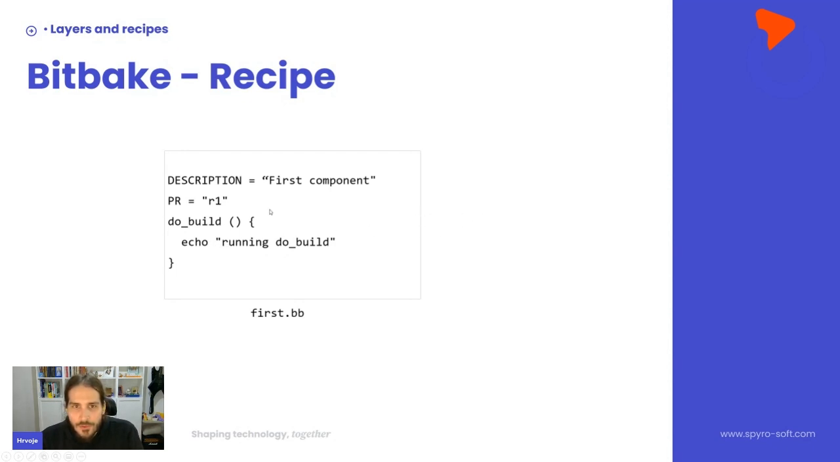So basically, first we have this variable DESCRIPTION with value "first component". Then we have another variable, PRODUCT_REVISION, with value R1. And then we have this task do_build that will be executed when BitBake runs this recipe.